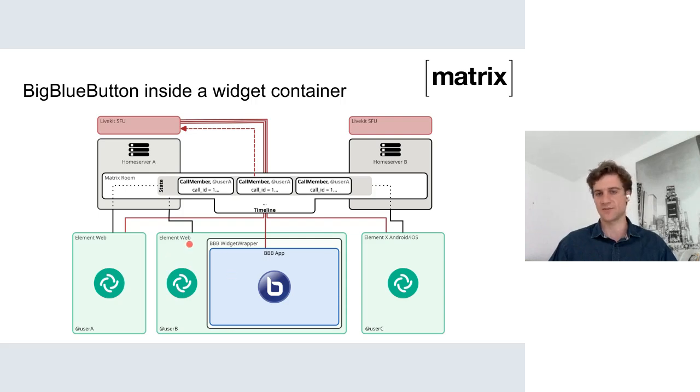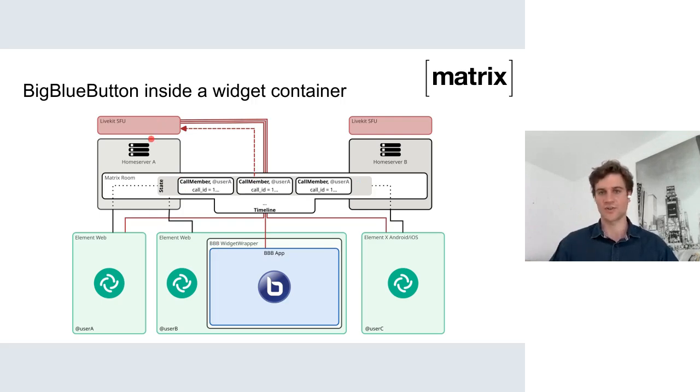So it talks to Element and then to the Matrix room for all the metadata, encryption keys, and those kinds of things. And then it gets from this widget wrapper all the information stored in room state, which SFU to use, how to authenticate with that SFU.